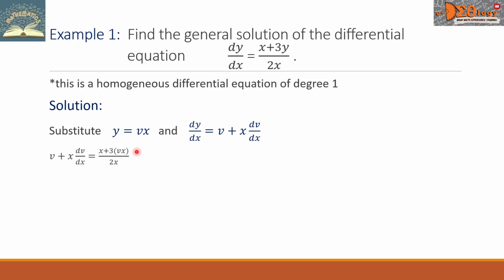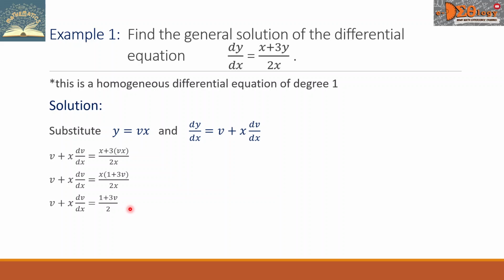Look at the numerator. There is a common factor, and that is x. So we simplify the numerator by removing the common factor. So it becomes like this. By doing so, we can see that the x is common in the numerator and in the denominator. So we can cancel both the x. So the right side becomes like this. It is now simplified into 1 plus 3v all over 2.